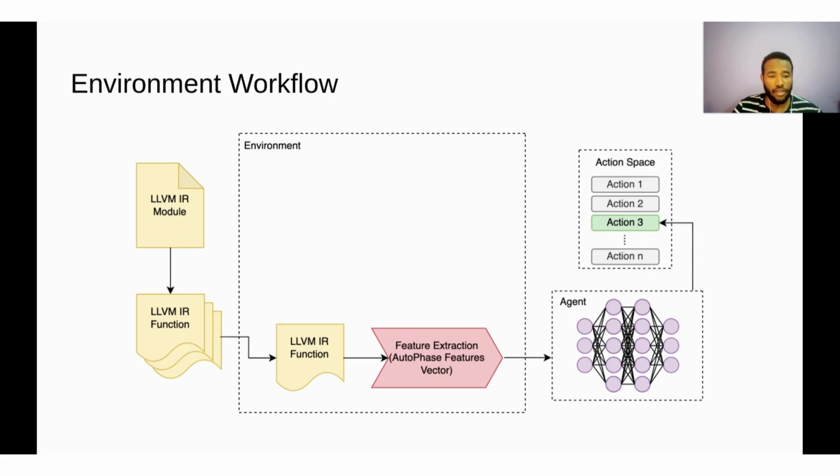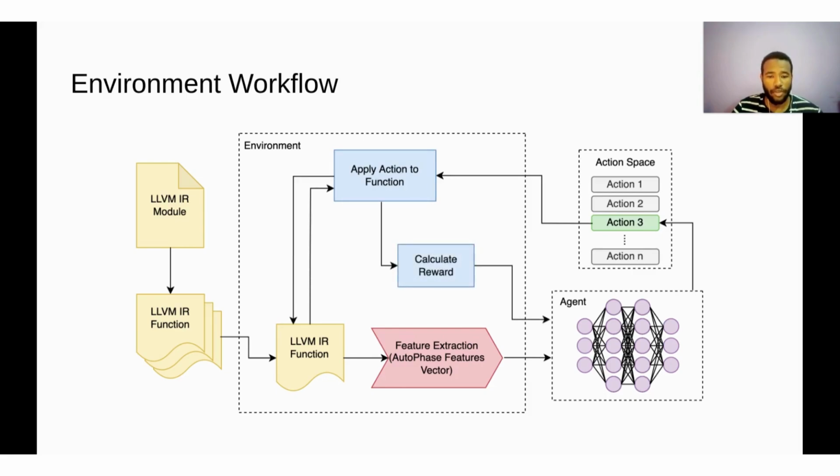After that, the agent will choose an action. In this case, our action is the function optimization pass. Next, the function optimization pass will be applied to the function and the reward will be calculated. So with this workflow, the loop will continue until a fixed number of steps, and then the next function will be loaded in the environment.